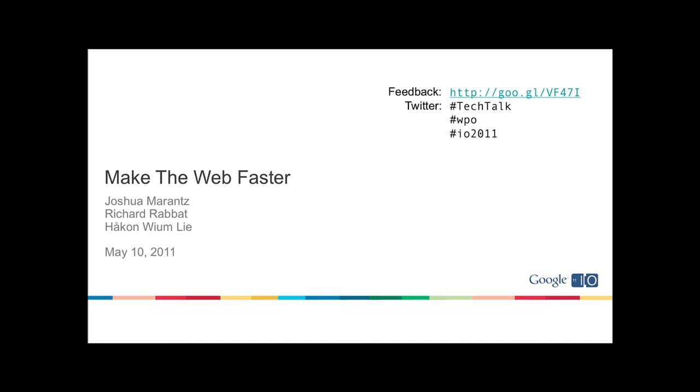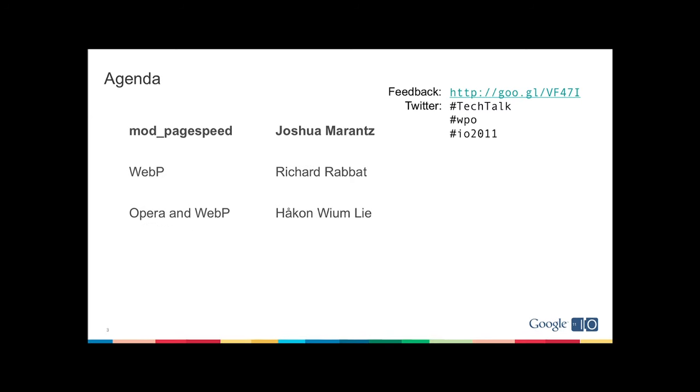Today we're going to bring you 3 new technologies. My name is Joshua Marantz, and I'm going to talk about Mod Pagespeed, which is an Apache module which automatically rewrites web pages to make them display faster. Richard Rabbat will talk about WebP, which is a new image format for the web, and Wium will talk about Opera and WebP.